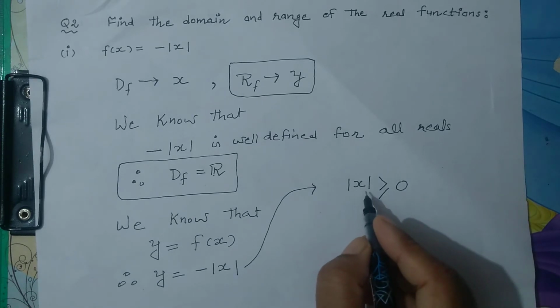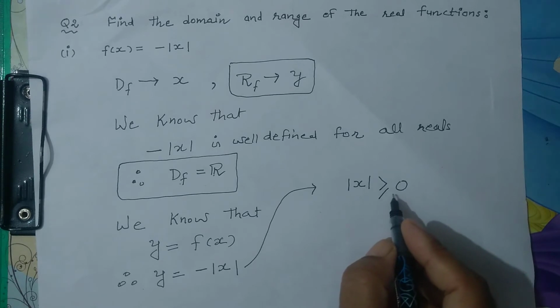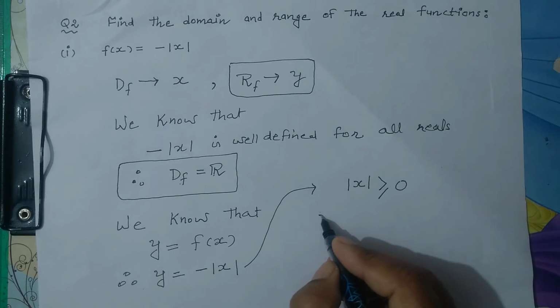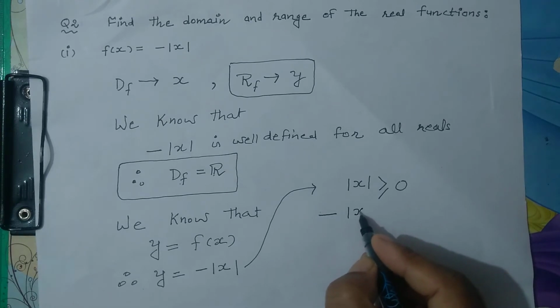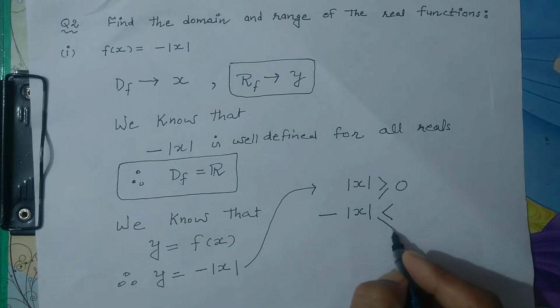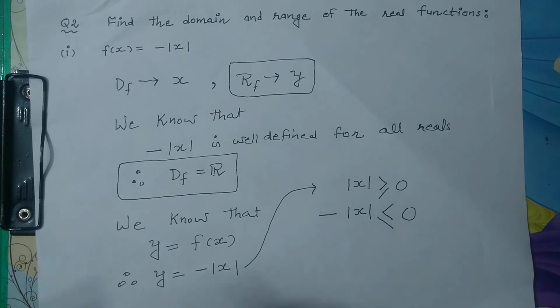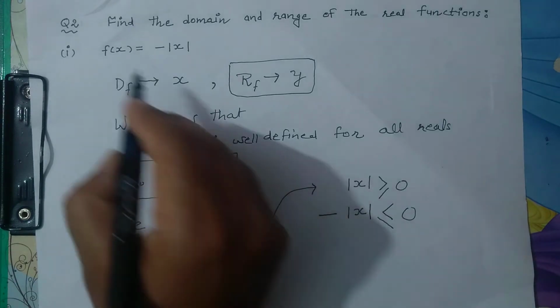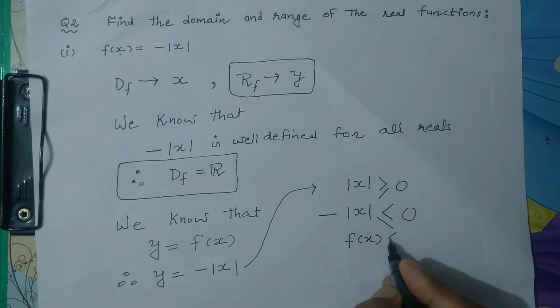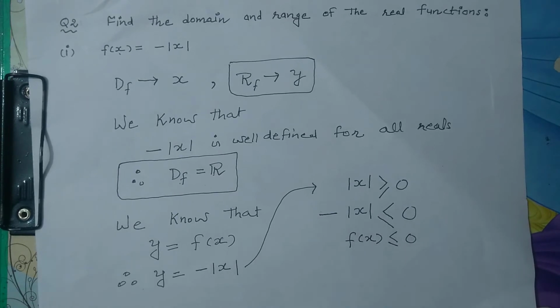Modulus of any function is always greater than or equal to 0. But as soon as we insert a negative sign to any positive quantity, this becomes less than or equal to 0. So what is this now? This is f of x. So f of x we say is less than or equal to 0. And what we are saying, f of x is equal to y is less than or equal to 0.